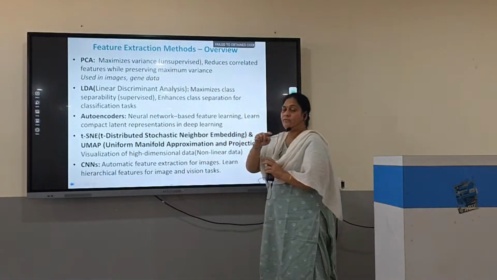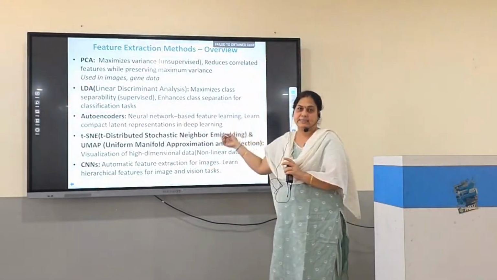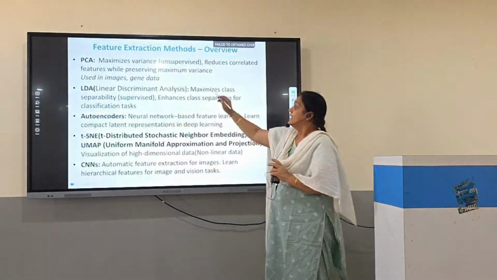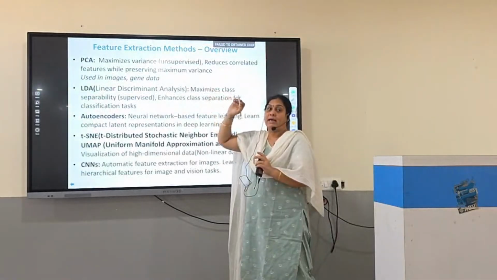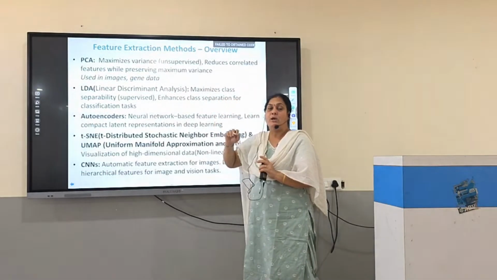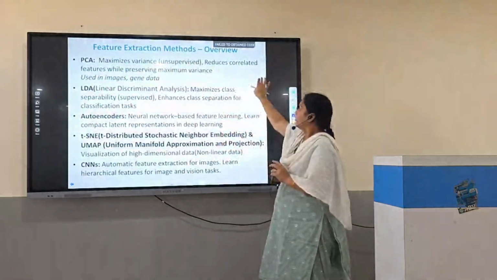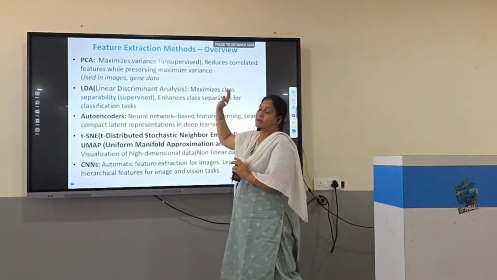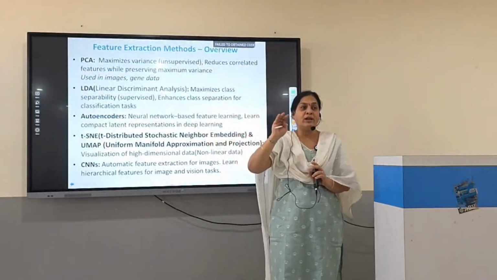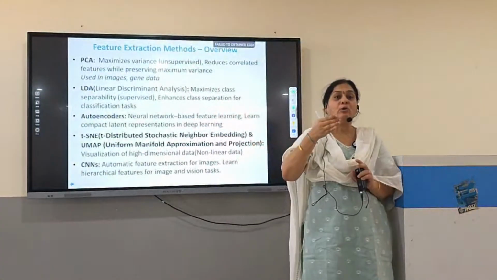You see the next slide to understand this. It focuses on having maximum variance. What do you mean by maximum variance? I will explain, don't worry. It reduces correlated features while preserving maximum variance. What do you mean by correlated features? Like I told you, right?